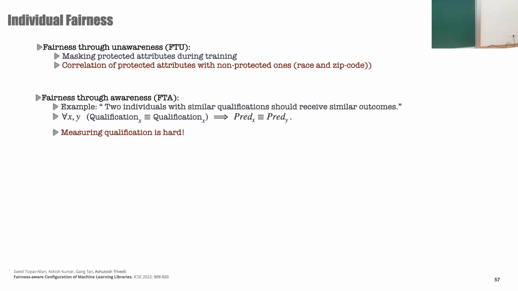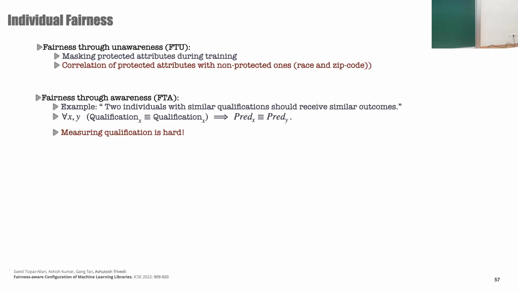Then there is another notion known as fairness through awareness. Two individuals with similar qualifications should receive similar outcomes. It's a very popular type of property. If their qualifications are similar, their predictions should be similar, right?